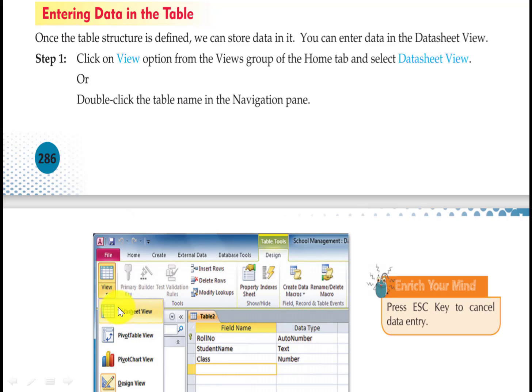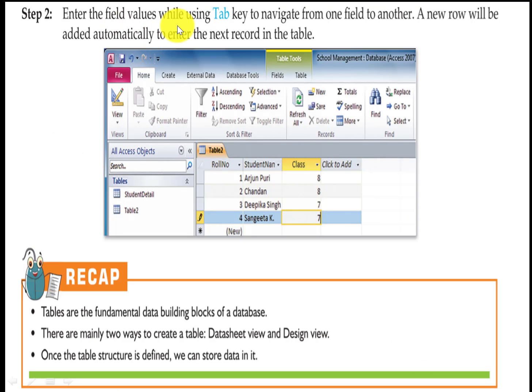Look, we have clicked on the view and there is a datasheet view. This is the datasheet view, and double click on the table name in the navigation pane. Enter the field values using the tab key. This is the student detail table. Roll number 1, we are now putting the data in the table.